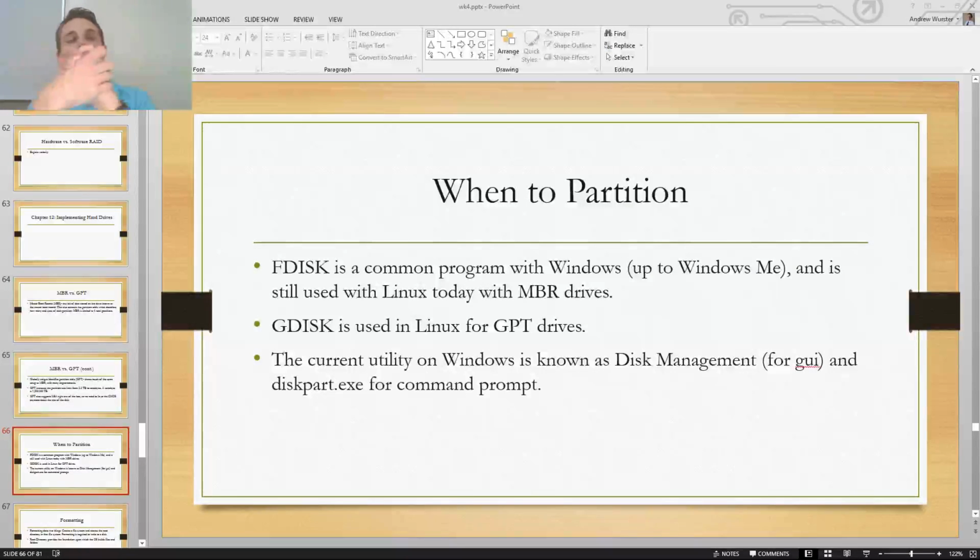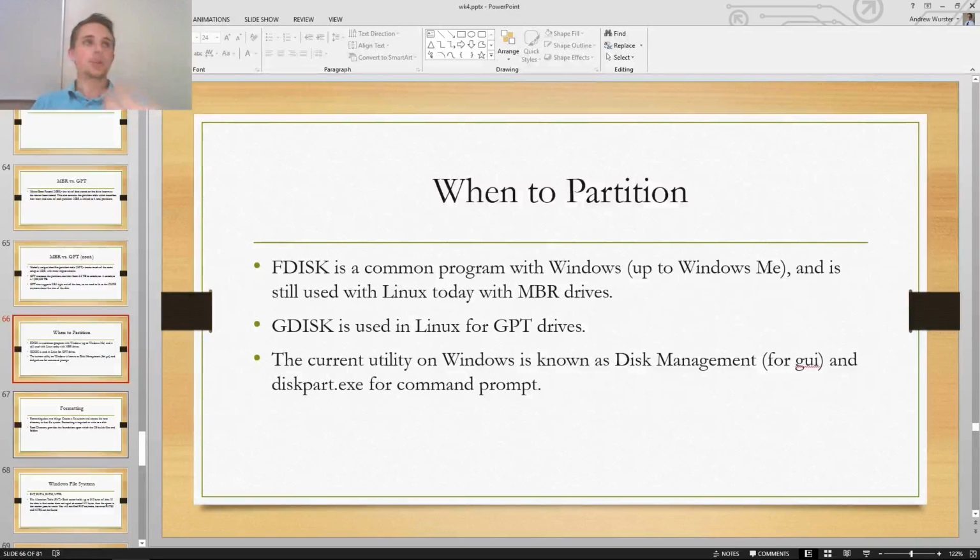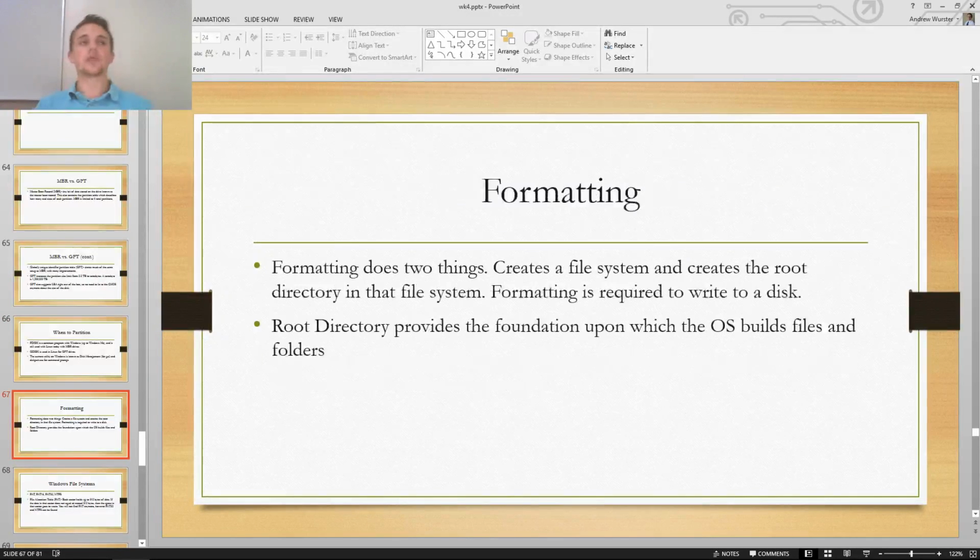So, from Windows ME and below, FDisk was a common program to format drives. The modern ones are Disk Management in the GUI and diskpart in the command line. For Linux, you can still use fdisk and gdisk. Gdisk is for GPT only, and fdisk is for MBR disks only. It'll specifically tell you if you try to use it on a disk that's formatted GPT or MBR, or vice versa. So at least you can't screw it up in that fashion.